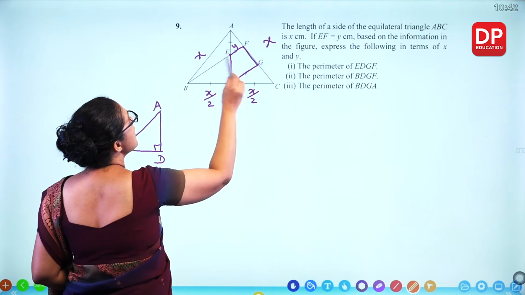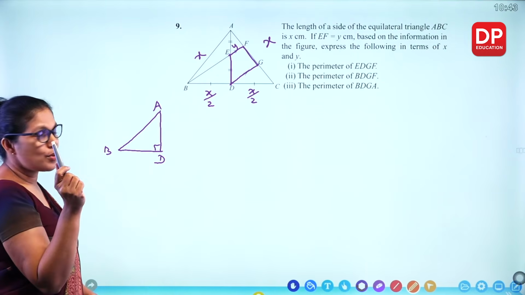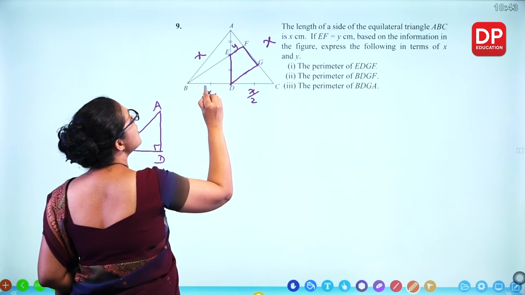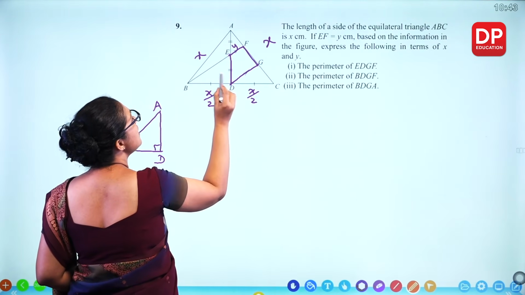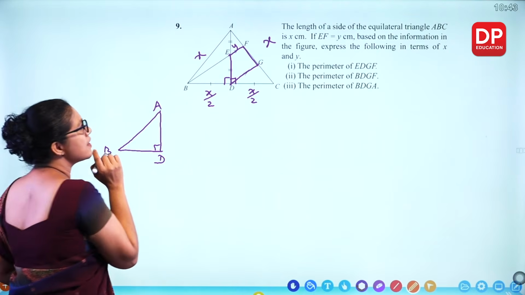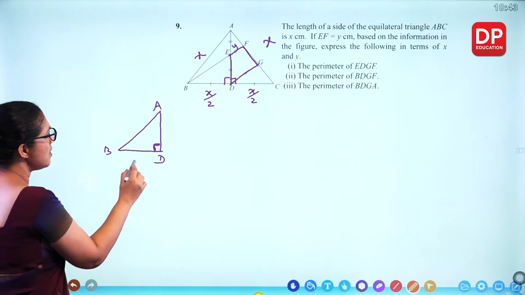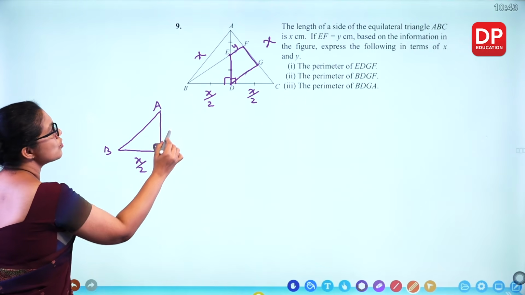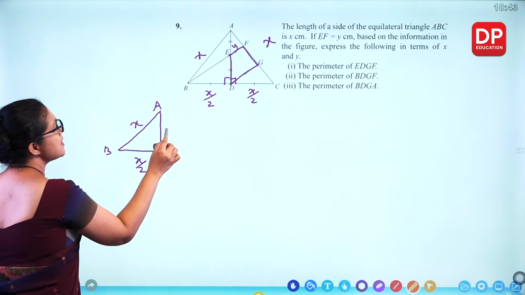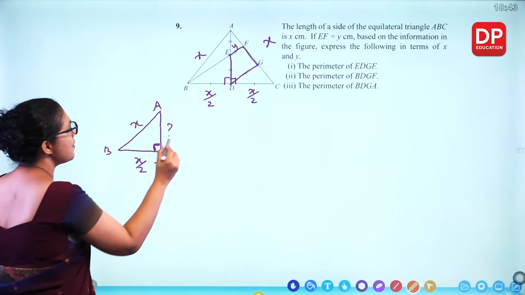We can show that triangles ABD and ADC are congruent because these sides are equal, this is equal, and this is common. These are congruent, so this is 90 degrees. So this is a right angle triangle. One side is x over 2, this side is x. So how can we find out this length, AD? You can use Pythagoras theorem.